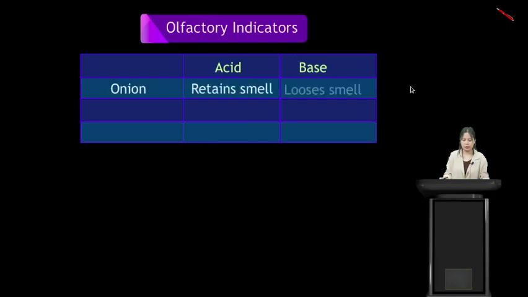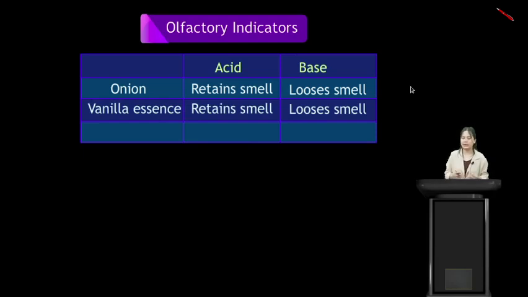So olfactory indicators, let us see. The first we have is onion. Onion retains smell in acid but loses smell in base. The next olfactory indicator we have is the vanilla essence. Vanilla essence also retains its smell in acid and loses its smell in base. Then we have the clove oil. Clove oil also retains its smell in acid but loses its smell in base.